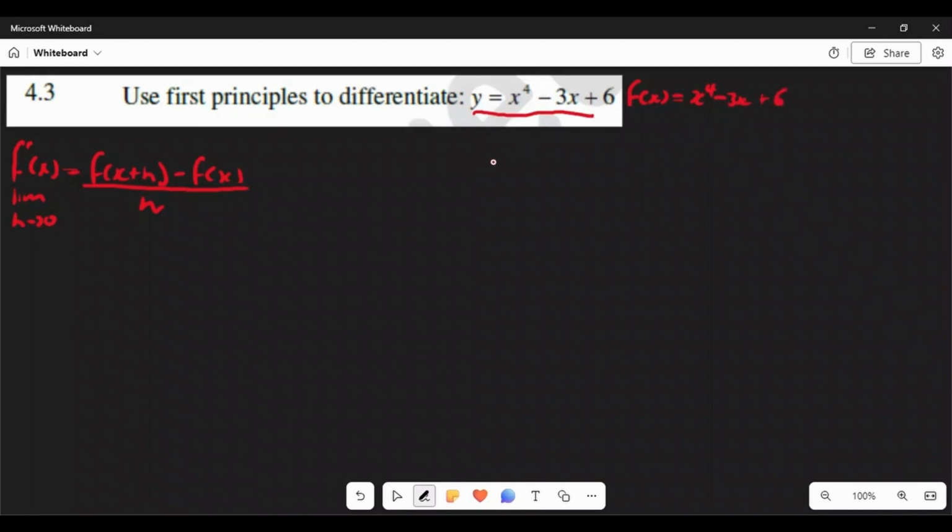Now f of x plus h, you need to calculate it. So f of x plus h, when you do it, you're gonna do the following. You're gonna take the very same formula that is given to us, but wherever there is x, you substitute with x plus h. So let's do it. So as you can see, we have x to the power of 4, so meaning we're gonna have x plus h to the power of 4 minus 3. So wherever there is x, we're gonna put x plus h plus 6.